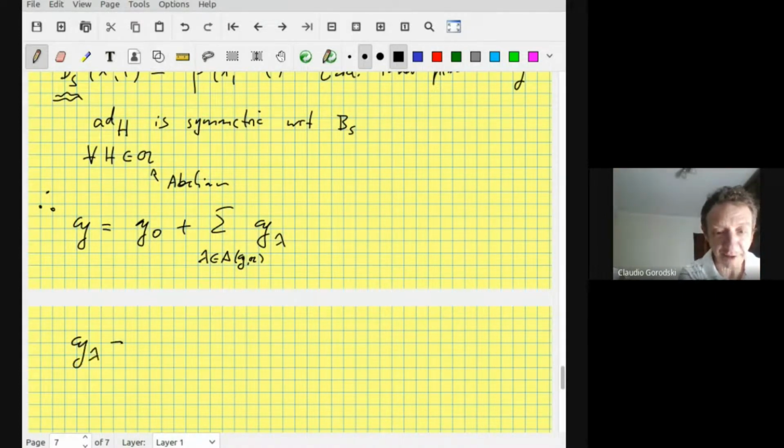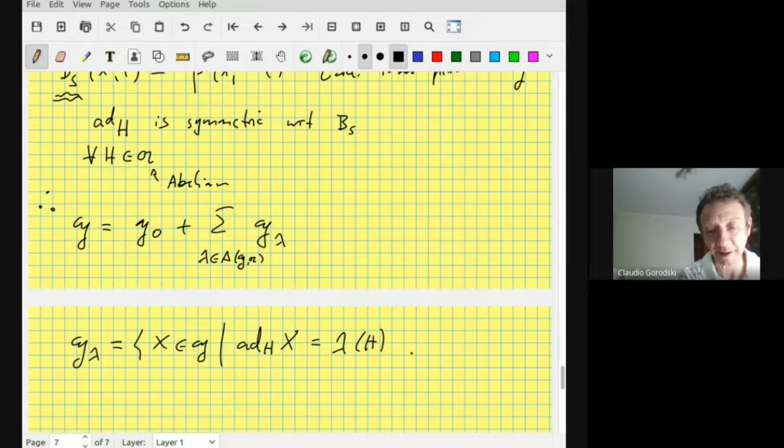So G_lambda is the eigenspace: elements X of G where ad H acting on X has this eigenvalue. Okay. And G0 is the centralizer of A in G.